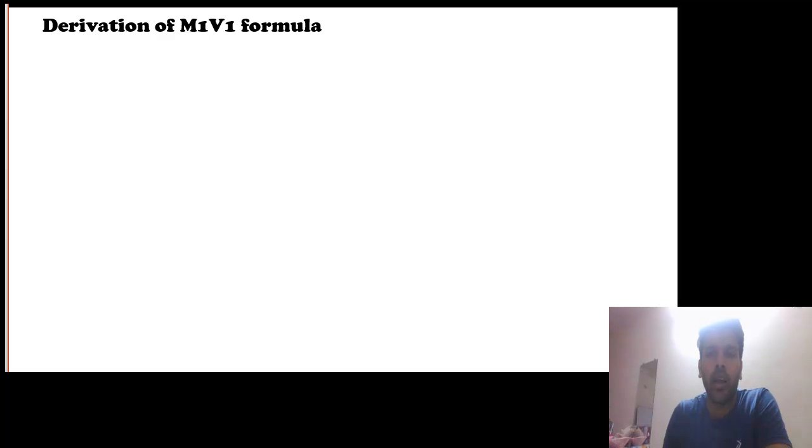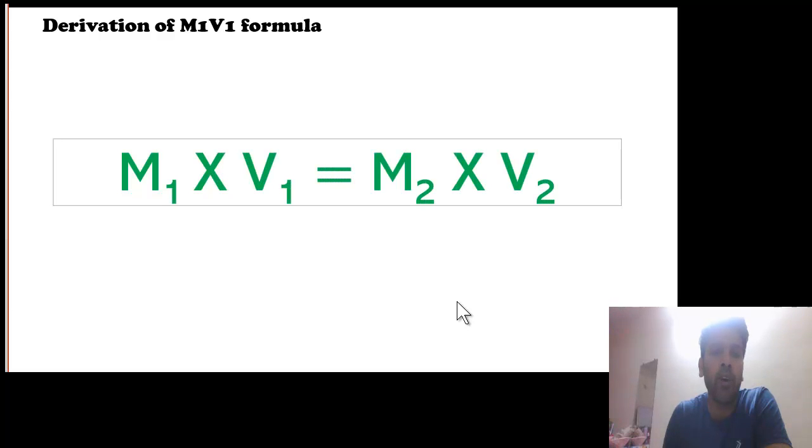I see that many of us use the formula M1V1 equal to M2V2 when we do titrations without understanding the origin of it. Let us try to derive this equation, which is used in chemistry very frequently.